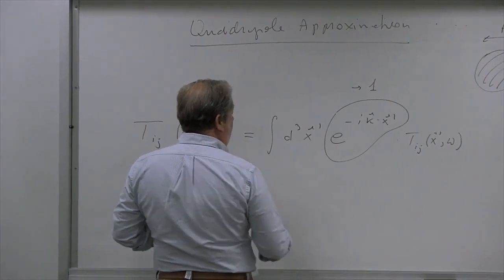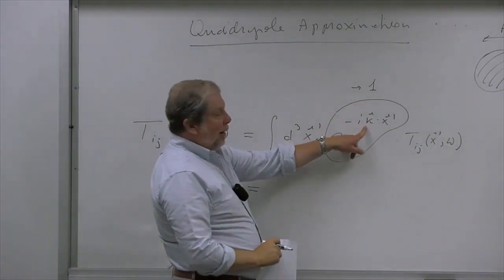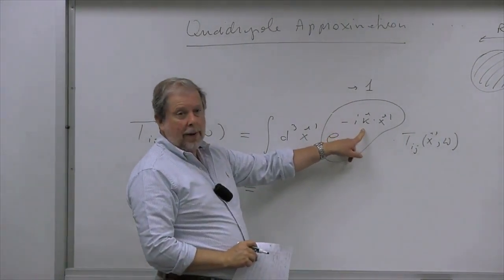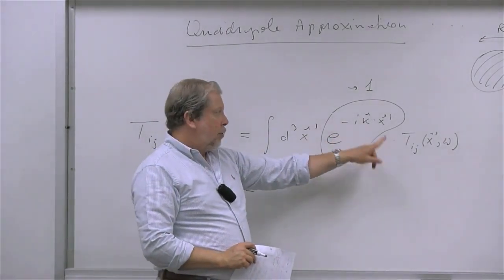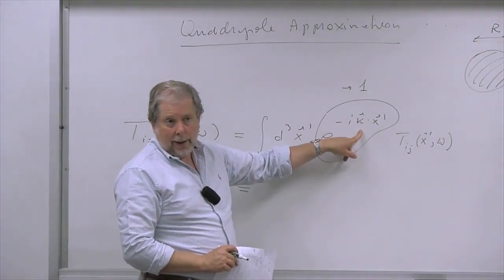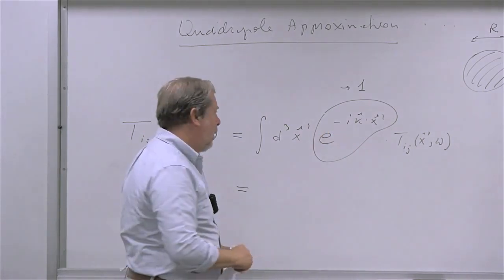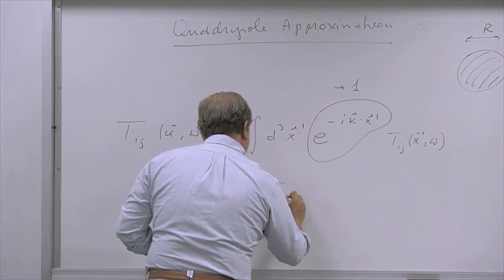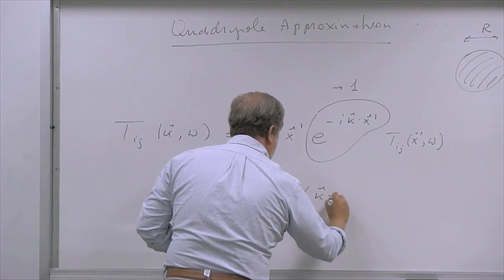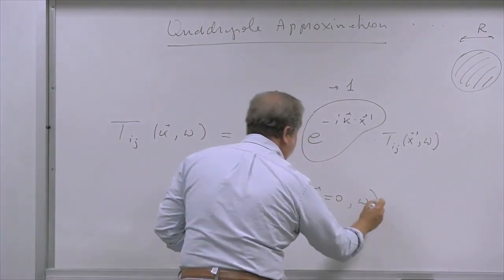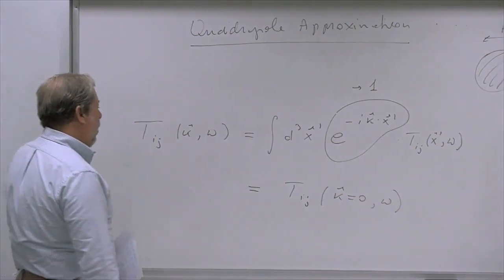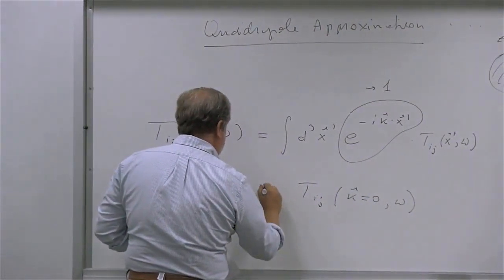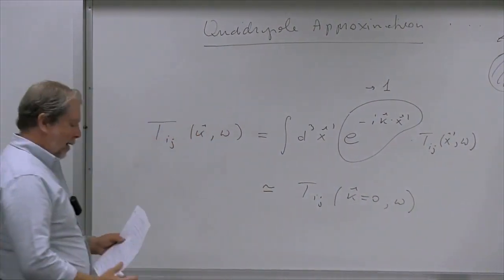So when this factor is equal to 1, then we're dealing with a Fourier transform of the Tij of x evaluated at k equal to 0, obviously, right? So this is equal to Tij at k equal to 0, comma omega. Right, and so this is not an exact equality, so let's write it like that.